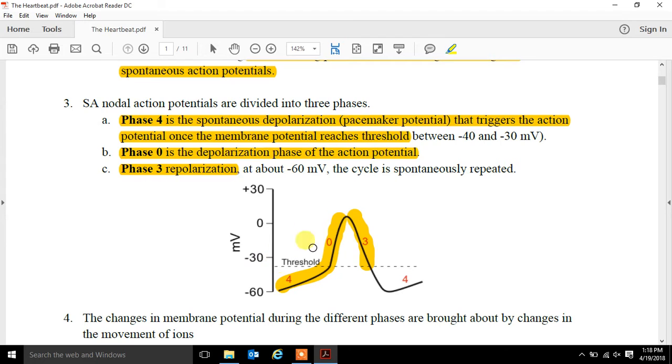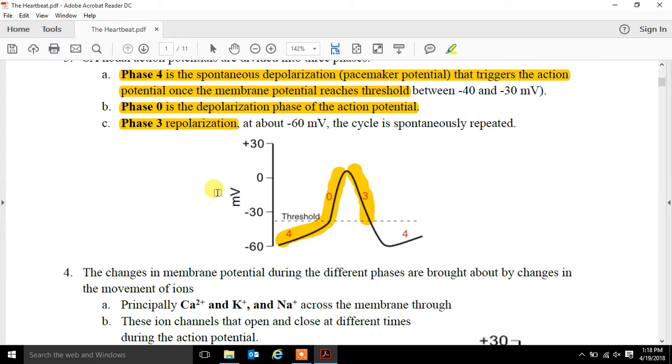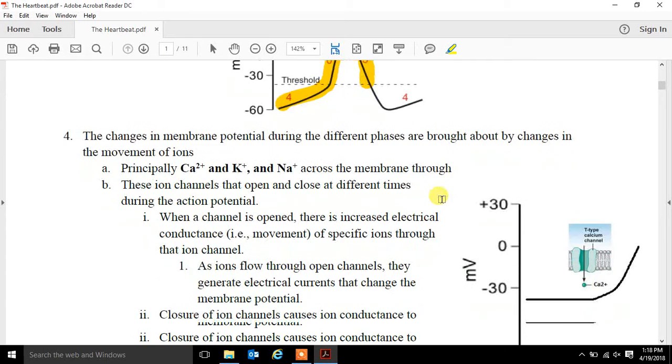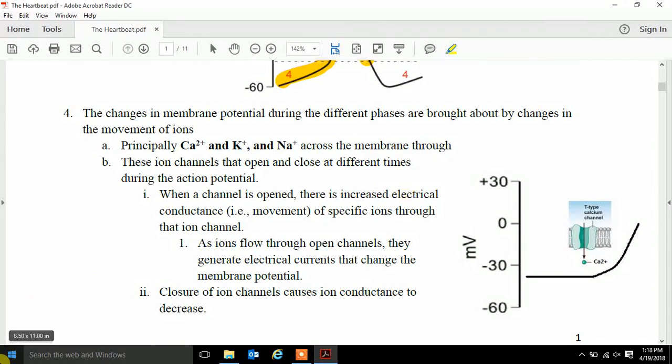So these are the three main phases that we're interested in here within our SA node. And this just continues. We can see here after repolarization, we start phase 4 again. There's no resting. It bottoms out, and this goes over and over. And this is at the SA node, that pacemaker cell, or grouping of cells.